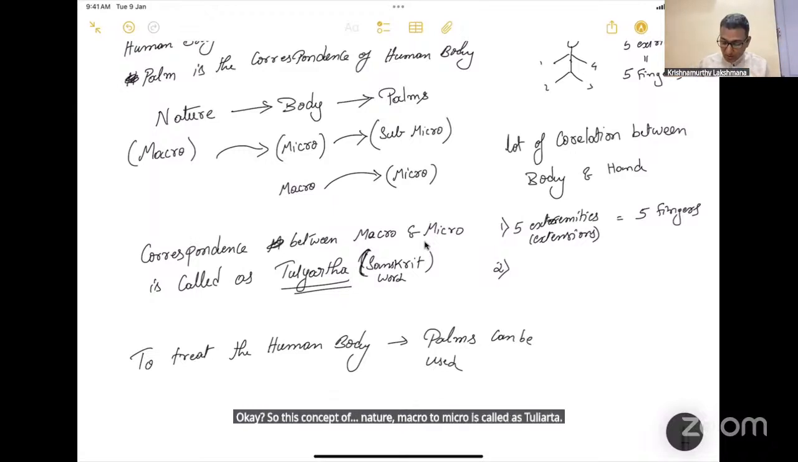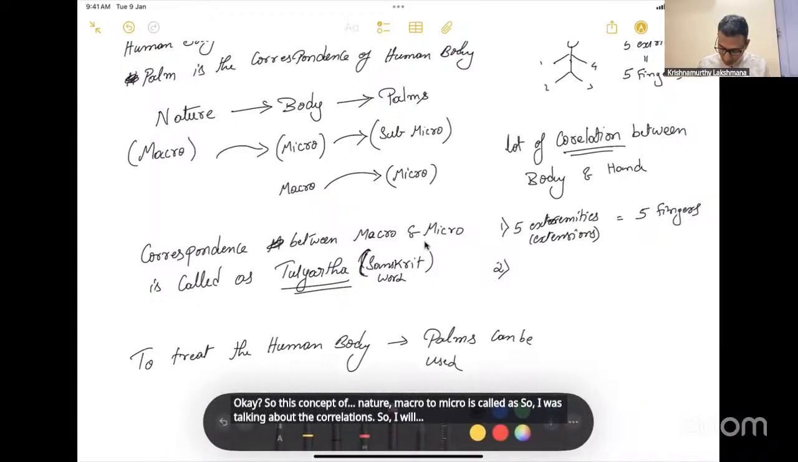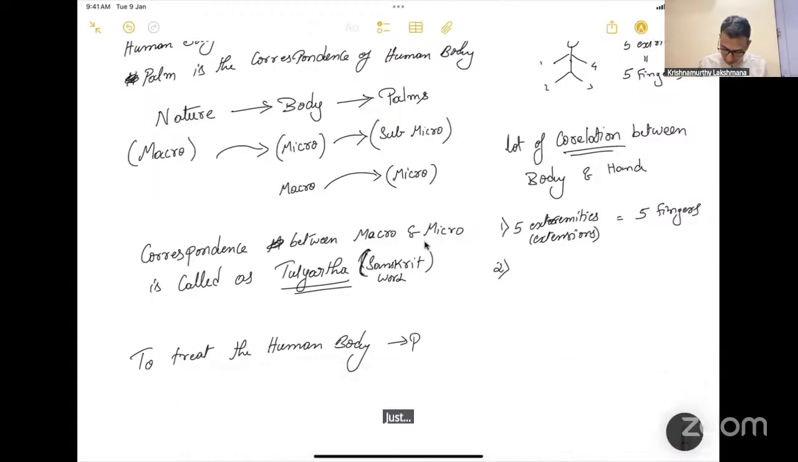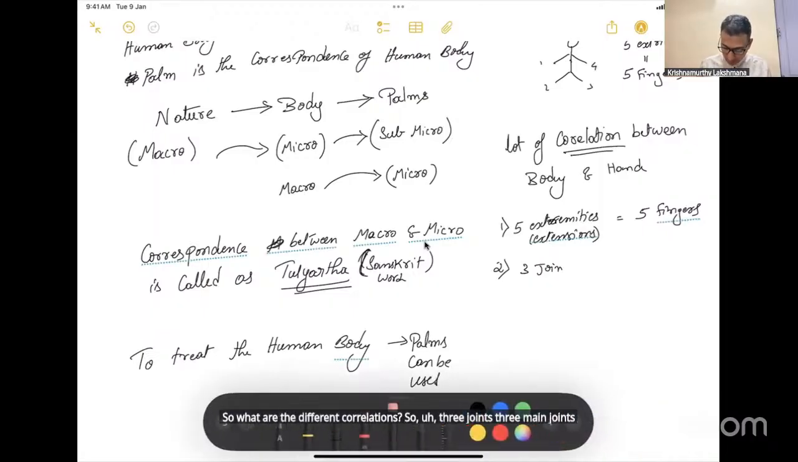So I was talking about the correlations. So what are the different correlations? So three main joints on the limbs.